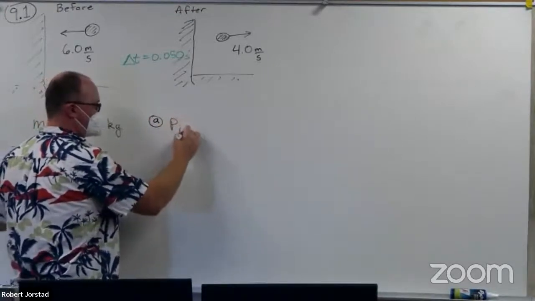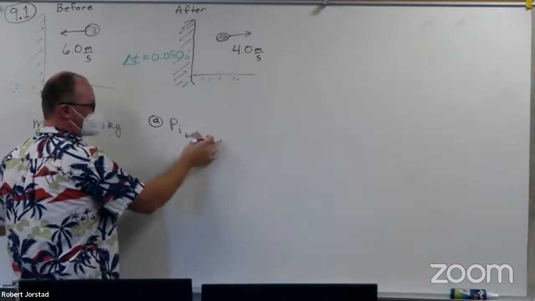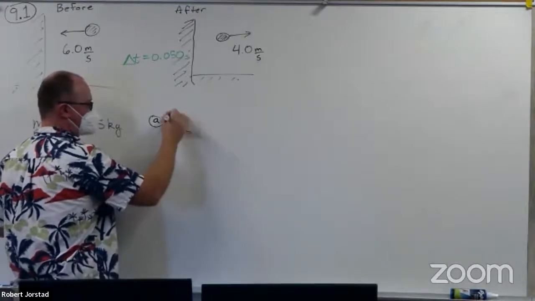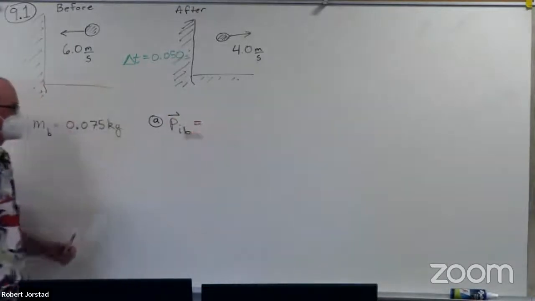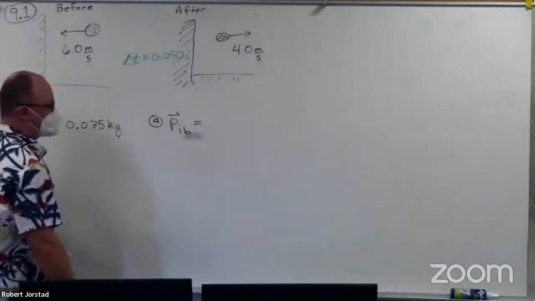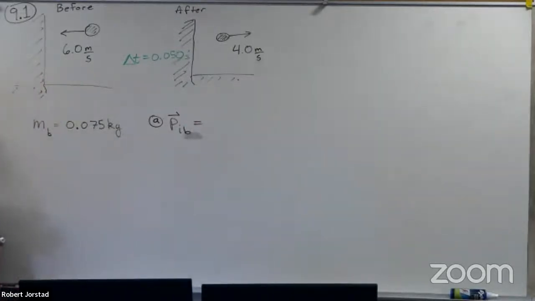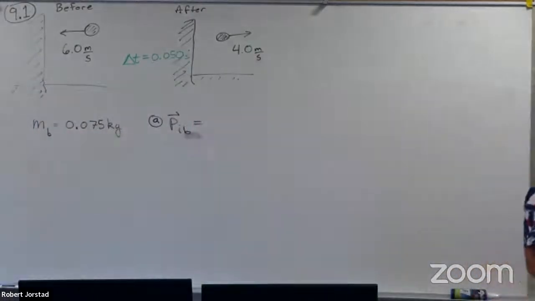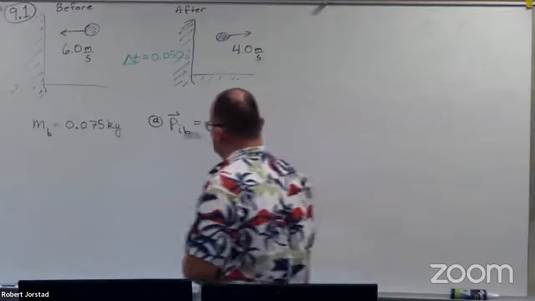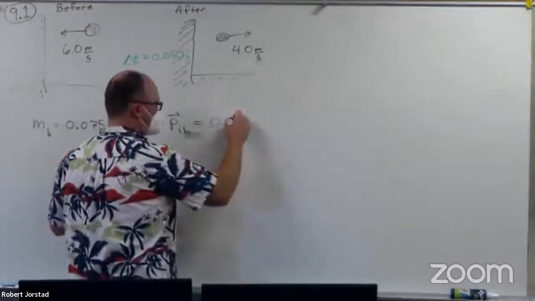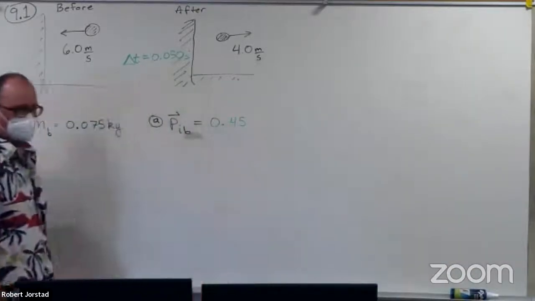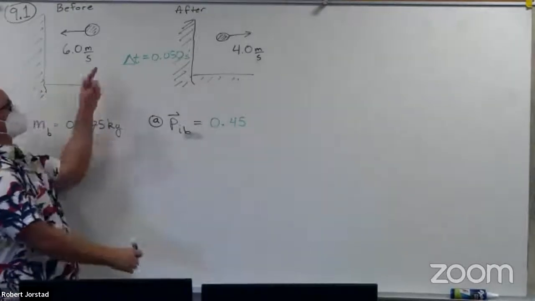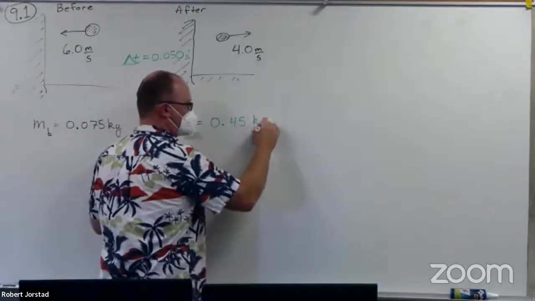I want P initial of the ball, and I'm just going to use a subscript B here, P initial B. What was the equation for momentum? Do you remember? Mass times velocity. So what's it going to be? You can get out your calculator. 0.45. What are the units? Kilograms times meters per square second. Don't overthink it. It's just kilogram meter per second.